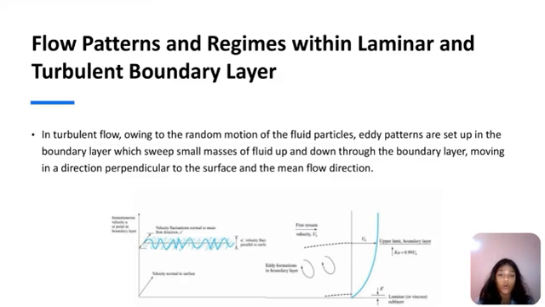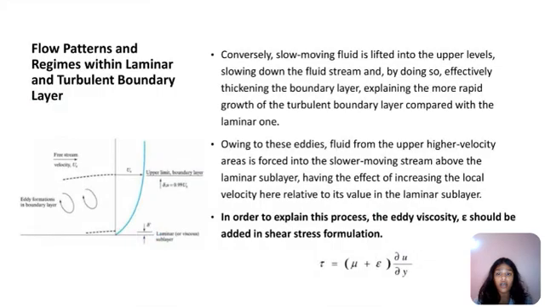In turbulent flow, there is random motion of fluid particles. Here the patterns of eddies set up in the boundary layer sweep small masses of the fluid up and down the layer, moving perpendicular to the surface in the mean flow direction. Here you can see in this graph given below. I hope that is clear now.